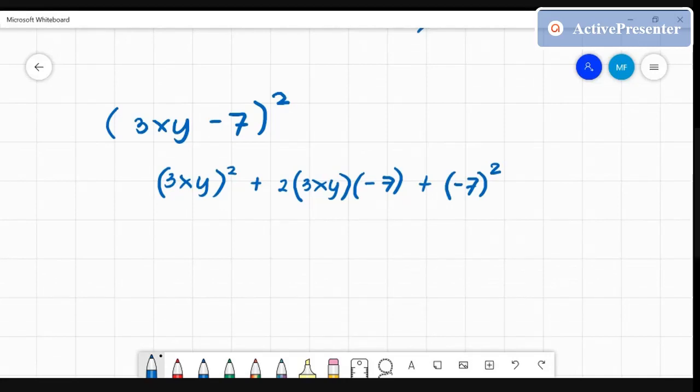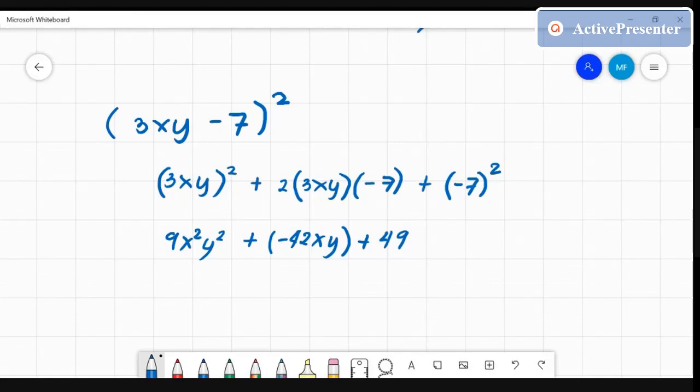Okay, so let us simplify. So 3 squared is equal to 9. x squared is equal to x squared. y squared is equal to y squared. Plus 3 times 2 times negative 7 is equal to negative 42xy. Then plus negative 7 squared is equal to 49. So, this is not yet the final answer.